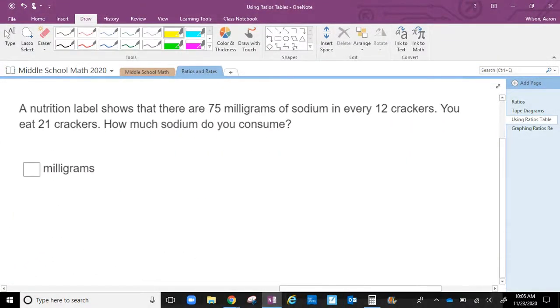It says the nutrition label shows there are 75 milligrams of sodium in every 12 crackers that you consume. Well, how many crackers do you consume? You end up eating 21 crackers. We want to know how much sodium you end up consuming based on the number of crackers. Well, we ate 21 crackers. Well, this is nothing but equivalent fractions, otherwise known as ratios.